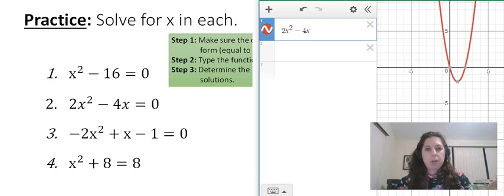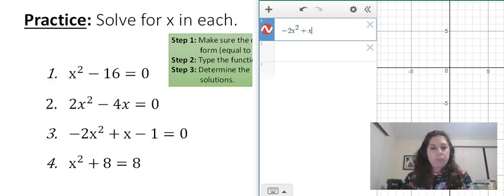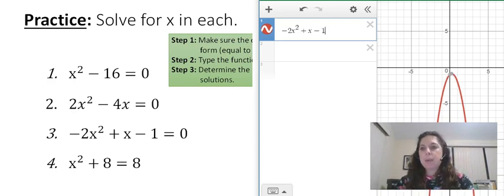Let's see if we can get one with negative 2x squared plus x minus 1. Notice this one does not cross that x-axis, so this one has no solutions. It is not crossing that x-intercept.